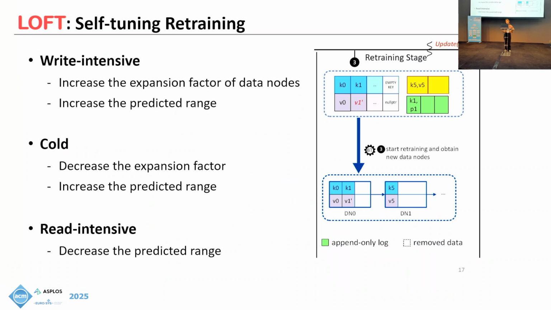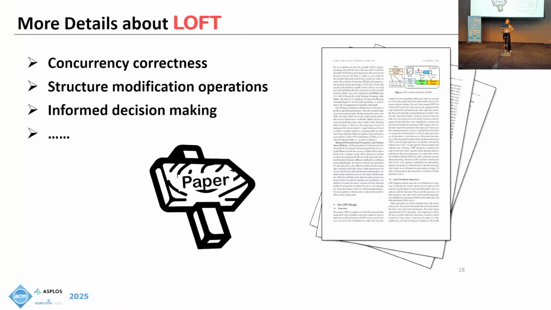In LOFT, we introduced a self-tuning retraining scheme. For the write-intensive workloads, we will increase the expansion factor of the data node, and we will increase the predicted range so that the retraining frequency can be decreased. And for the cold data node, we will decrease the expansion factor, and we will increase the prediction range to save the memory space for storing the index. And in the read-intensive workloads, we will decrease the predicted range to decrease the search length. There are other design details about LOFT you can find in our paper.